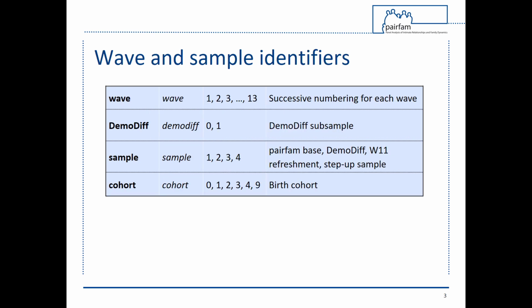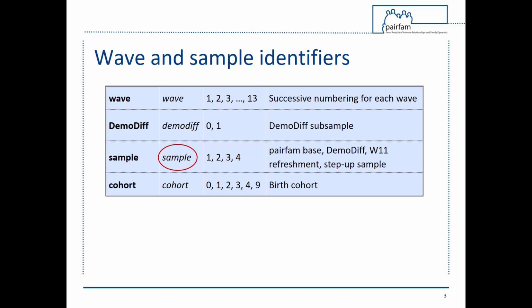How can you identify the different samples and waves? The variable wave is successively numbered for each fielding period, representing the survey wave. The pairfam study consists of various anchor samples, which can be identified by 3 variables: demotive, sample, and cohort. Respondents from the integrated demotive study can be identified by the demotive variable.